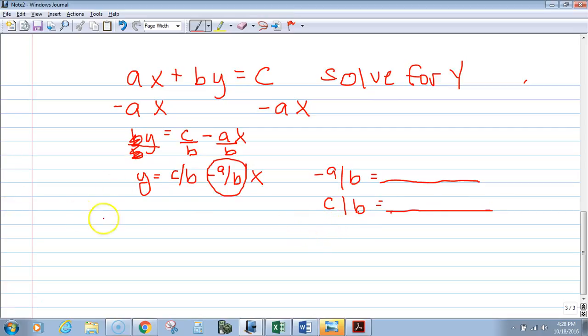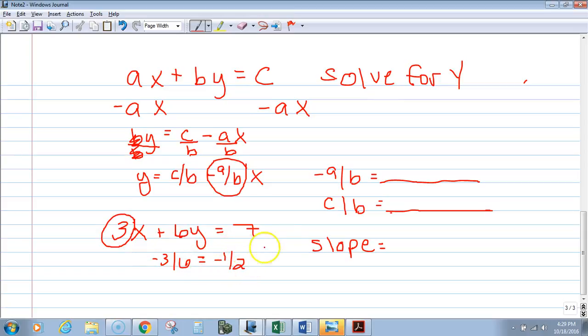So if I give you an equation in standard form and I say 3x plus, no, how about 3x plus 6y equals 7, and I ask for the slope, well, all I have to do is take my A and make it negative, right? So it's going to be negative 3 over 6, which reduces down to negative 1/2. So my slope is negative 1/2.